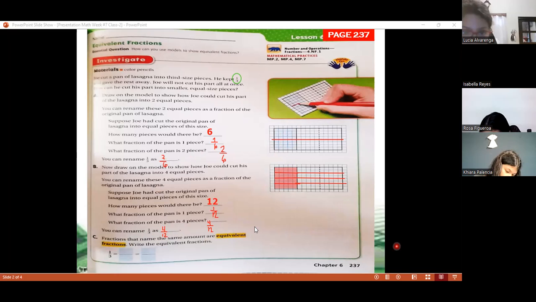What does equivalent fractions mean? In letter C, there it is. Fractions that name the same amount are equivalent fractions. So these fractions, 4 out of 12, represent the same amount as 1 out of 3. So they are equivalent fractions. Equivalent fractions for 1 out of 3 can be 2 out of 6, and 4 out of 12, excellent. 2 out of 6 and 4 out of 12 are the same.